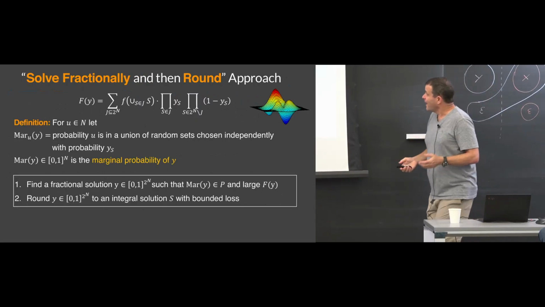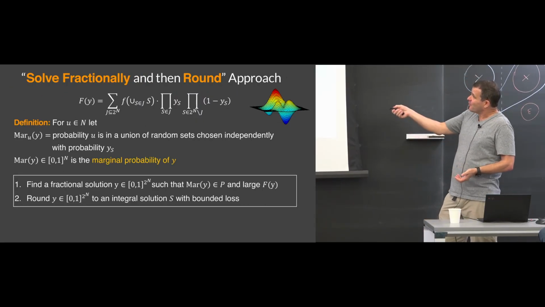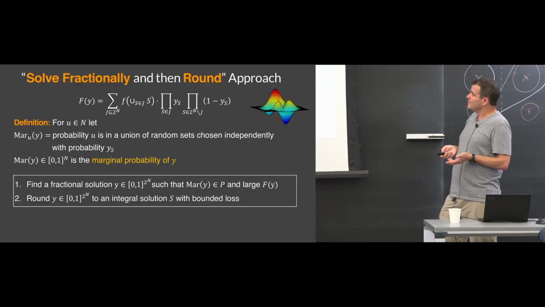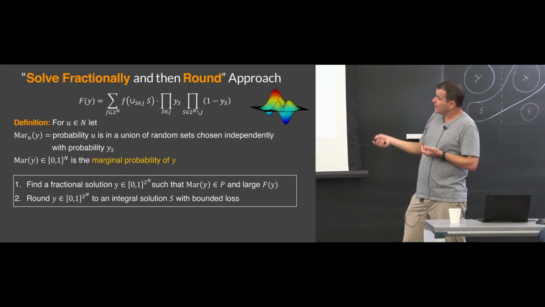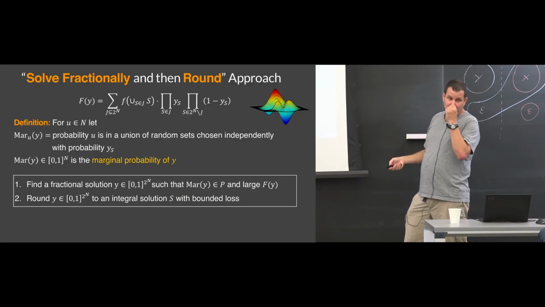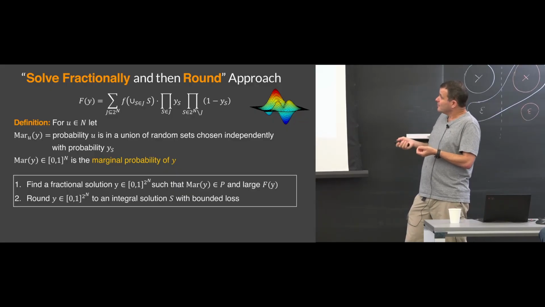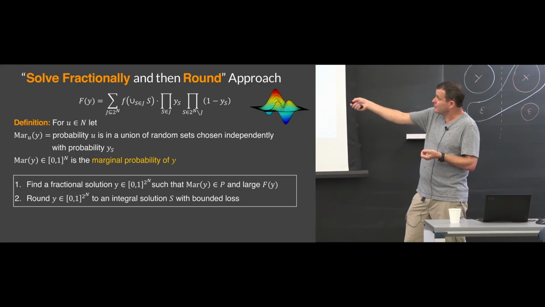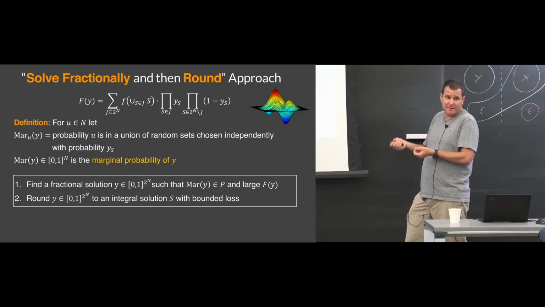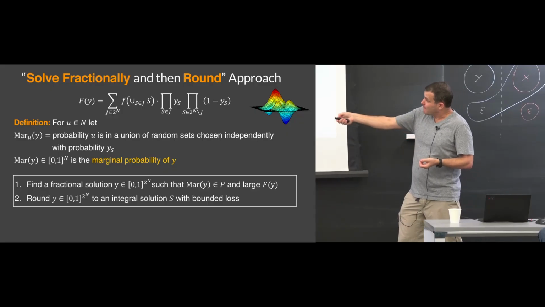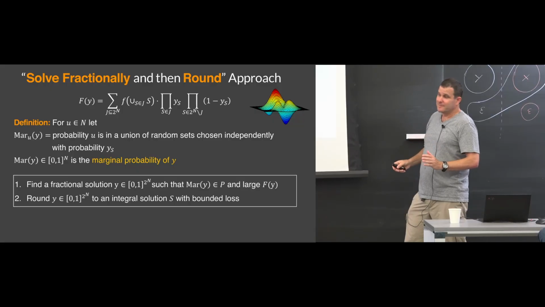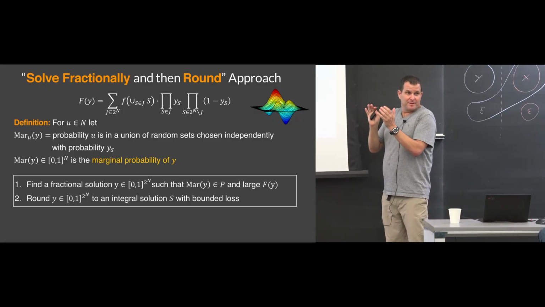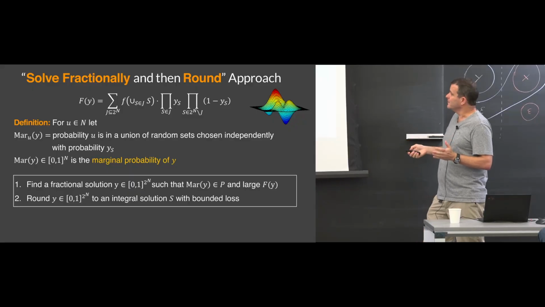Great. Now I want to extend the solve fractionally and round. So what do I mean by solve fractionally and round? I need another definition, a natural one. For each element u, I can define the marginal probability of u by y, which is just the probability that u is in this union when you pick each set separately, independently with probability y_s. So the marginal vector is now a vector of size n. You should still think about it as a fractional vector, not as a probability.